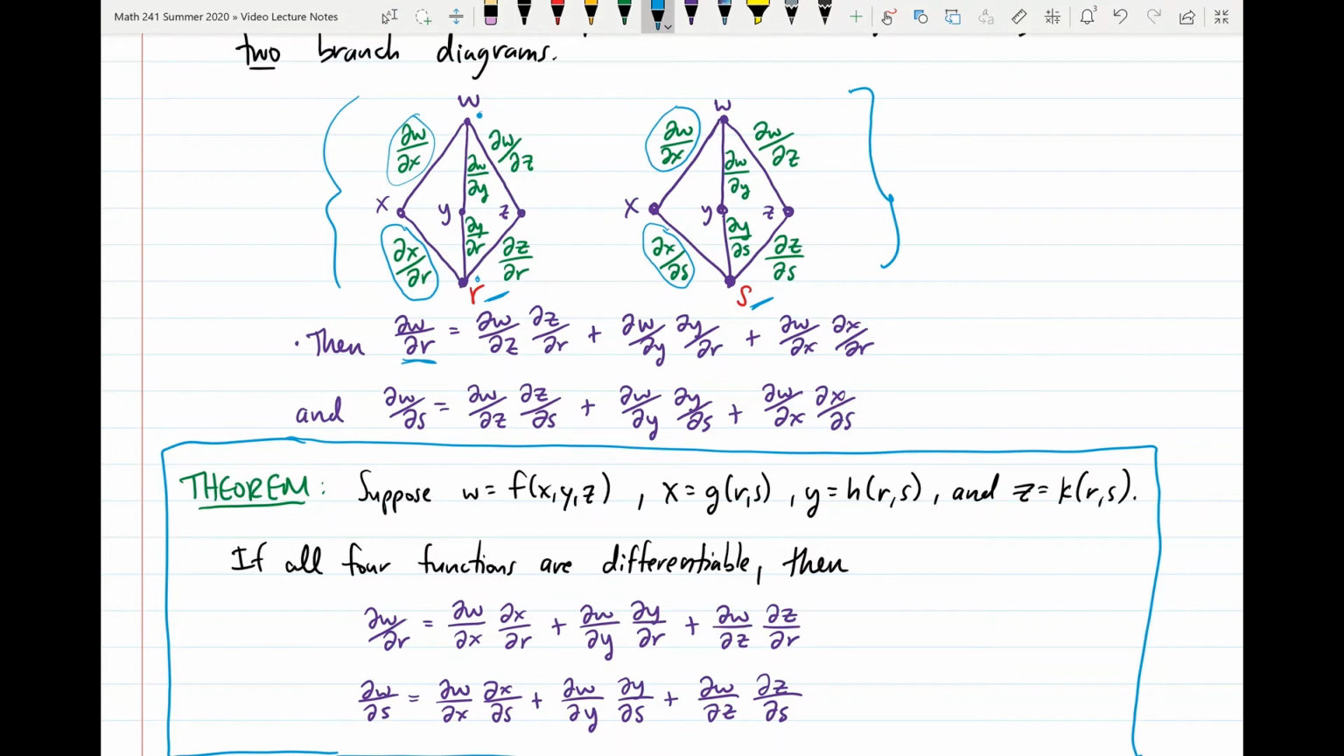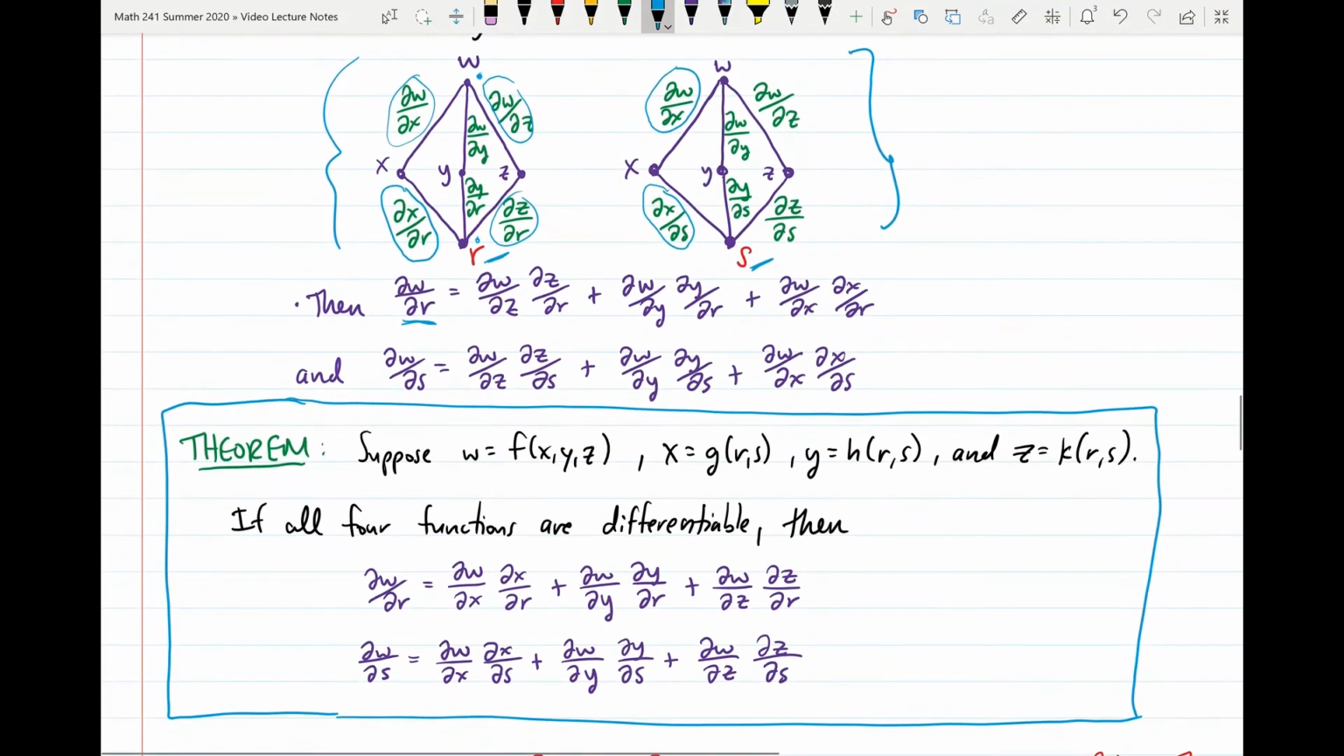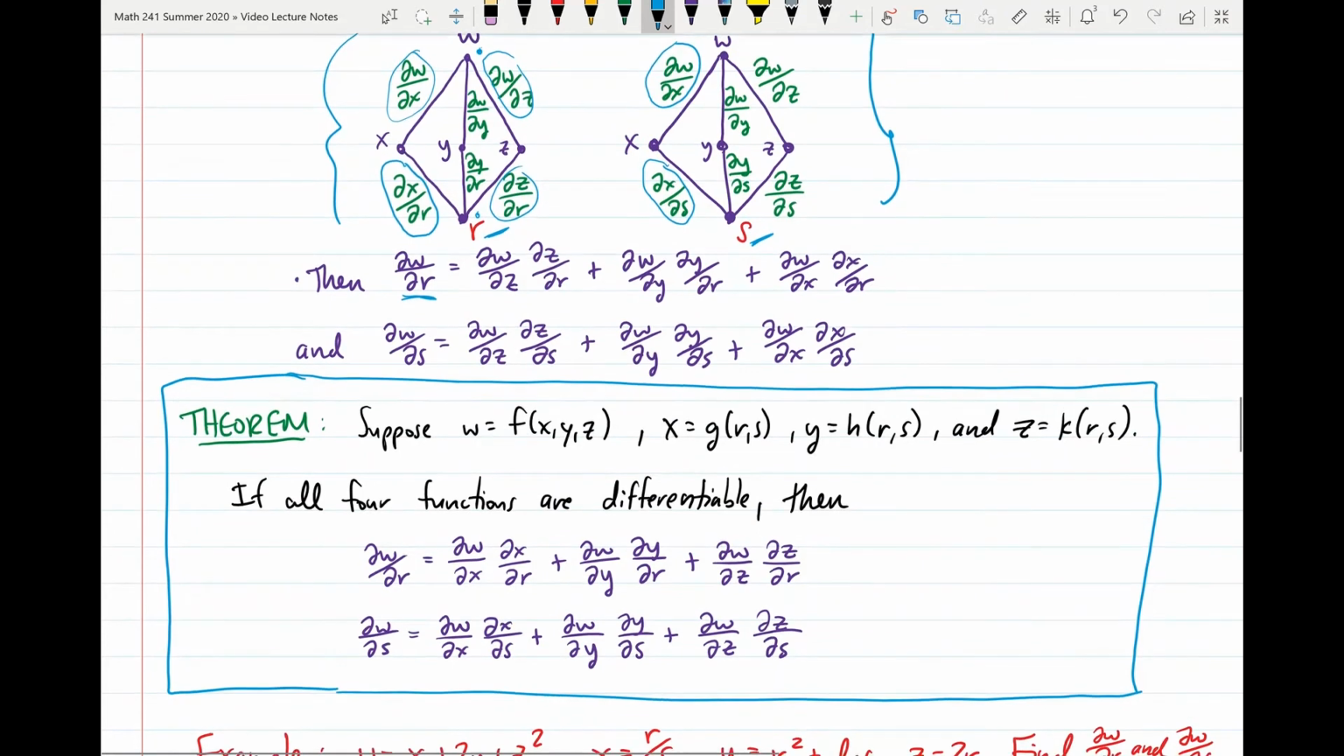So we have partial w with respect to z times partial z with respect to r. That's going along this path over here, plus partial w with respect to y times partial y with respect to r. That's going down the middle path, plus partial w with respect to x times partial x with respect to r. That's going down the leftmost path in our left diagram here. And that'll give us the partial derivative of w with respect to r.